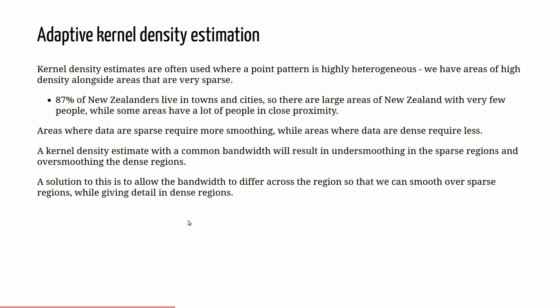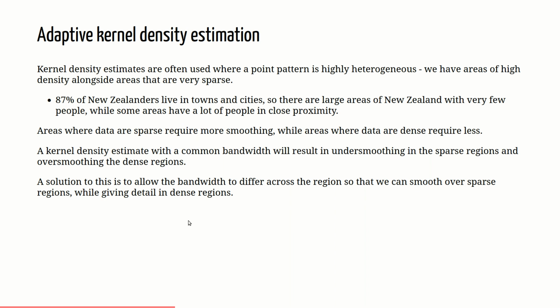So a kernel density estimate with a common bandwidth across the entire region is going to essentially undersmooth the sparse regions and oversmooth the dense regions. So we're going to get no detail in the cities, and we're going to get sort of blobs in the sparse region and in the rural areas where we're undersmoothing. And the solution is kind of obvious when you think about it. It's to allow the bandwidth to differ across the region so that we can smooth over the sparse regions by smoothing more, and then provide detail in the dense regions, in the cities, for example, by smoothing less.